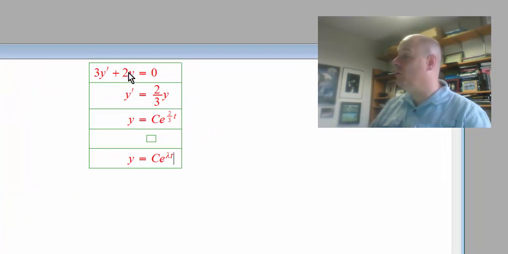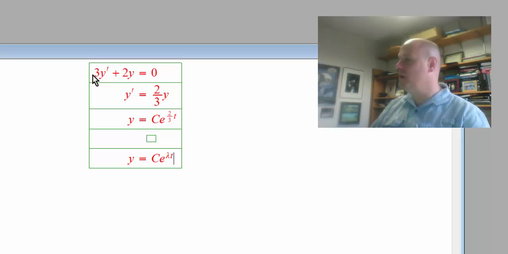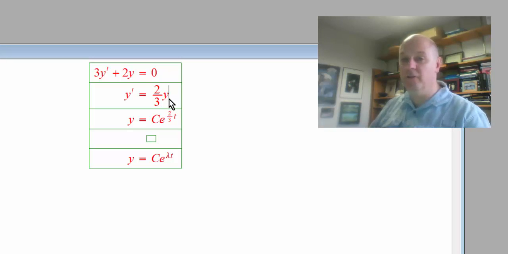Here's a first order linear constant coefficient differential equation. But I can rearrange this to be y prime is equal to 2/3 y. So basically we've got a rate proportional to the amount present. So it's exponential growth or decay. It's growth in this case because the constant 2/3 is positive. So we have our solution: y is equal to a constant times e to the 2/3 t.